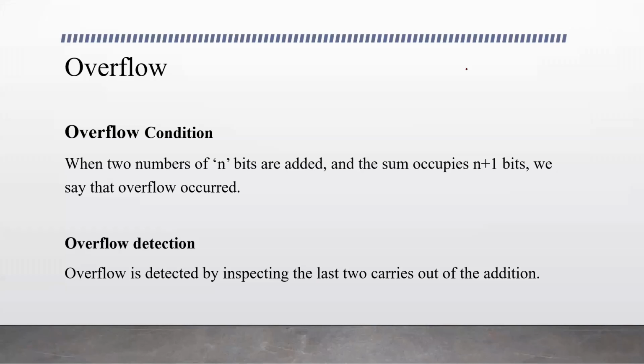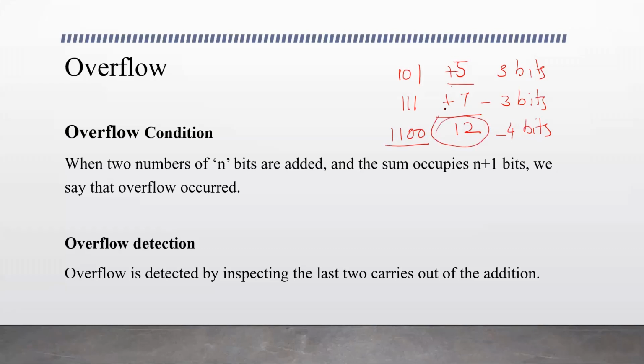If the sum occupies n plus 1 bits, we say that there is overflow. When you add 5 and 7, 5 can be represented using 3 bits, and even 7 can be represented using 3 bits. What is 5? It is 101 and 7 is 111. But when you add, it is 12. What is 12? You need 4 bits for representing this 12. It is 1100. So here there will be overflow definitely.